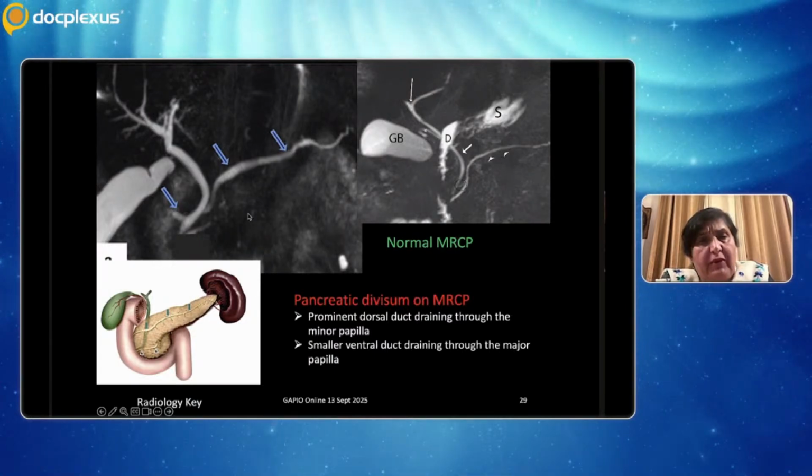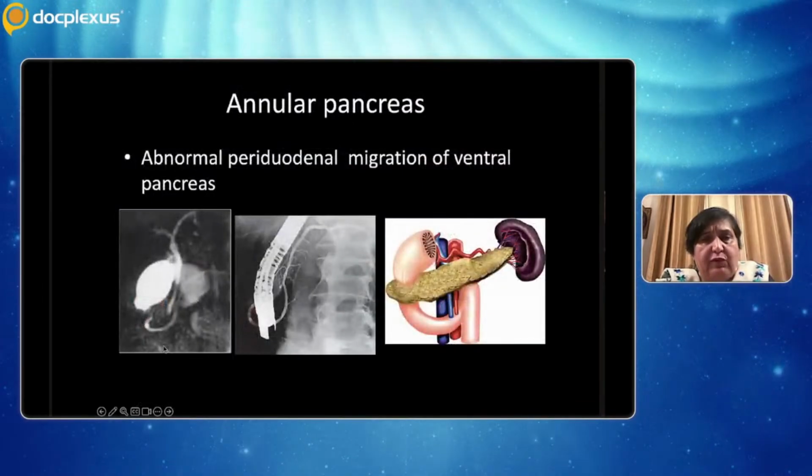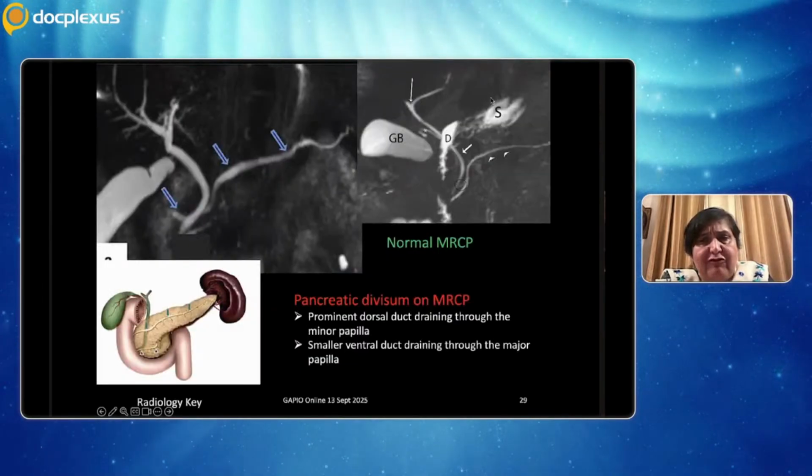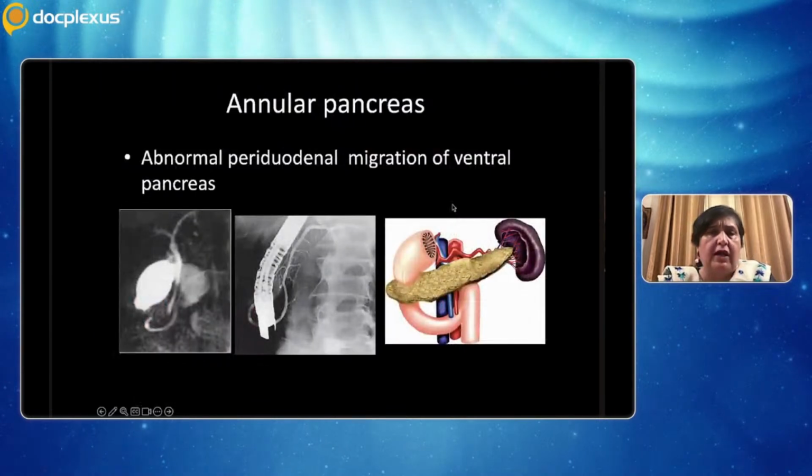So you see a prominent dorsal duct draining through the minor papilla and the smaller ventral duct draining through the major papilla, as you can see in this diagrammatic representation as well. And that was a normal MRCP for comparison, to show you that this is how it should be. That should be the entire pancreas, except for a small bit draining into the major papilla and a small bit draining into the minor papilla.